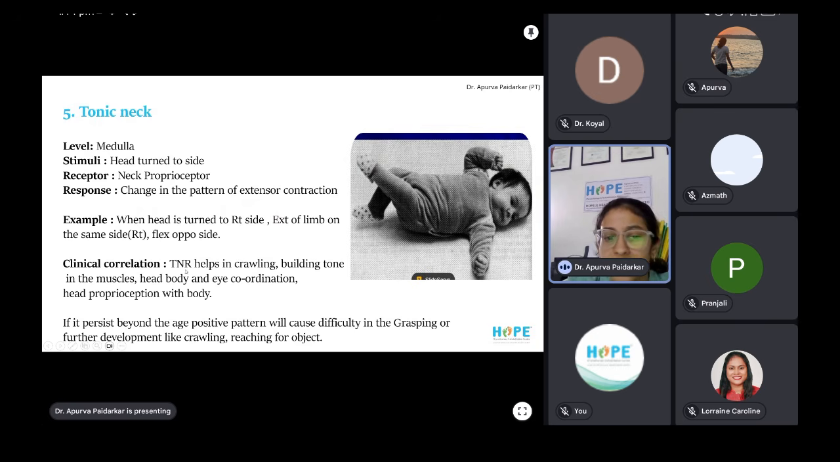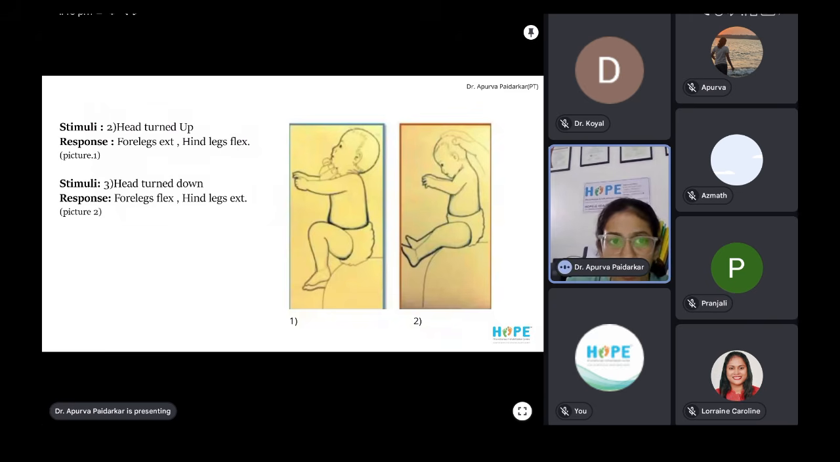The tonic neck reflex helps in crawling, building tone in muscle, head and body eye coordination, and head proprioception with the body. What happens if it persists beyond the age? The positive pattern will cause difficulty in grasping. You need both hands to go for grasping. If this persists, it will cause difficulty in further development like crawling or reaching for an object.